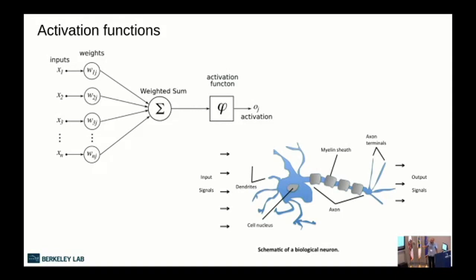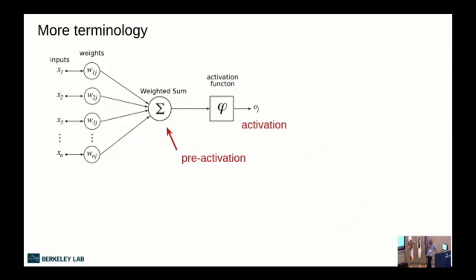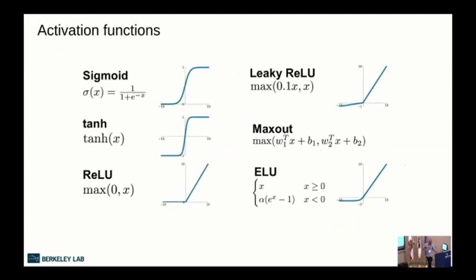The idea is you have dendrites. Those dendrites collect signal from different places, and then the neuron decides whether to fire or not, and then you have the output signals which go into other neurons. A bit of terminology here: the number that we calculate, the weighted sum, is called a pre-activation. The output of the activation function is called the activation of that neuron. So how do these activations look?